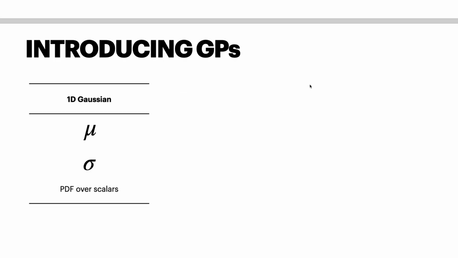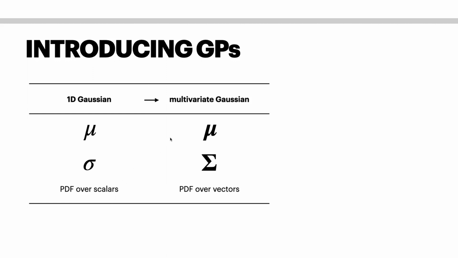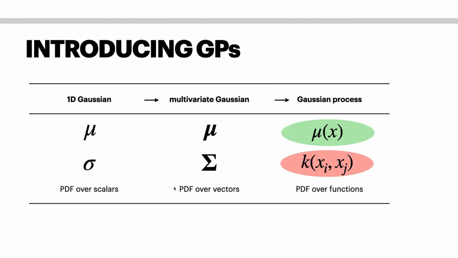So, a 1D Gaussian is specified by a mean and a variance, which are just two scalars, and samples from the distribution will also be scalars. An ND Gaussian, a multivariate Gaussian, is specified by an n-element mean vector and an n by n covariance matrix, which defines the covariance between all pairs of random variables, and samples from the distribution in this case will be vectors.